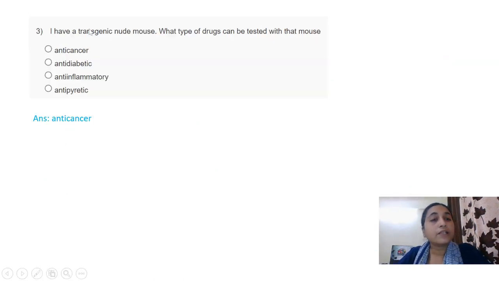This is question number 3. I have a transgenic nude mouse. What type of drug can be tested with that mouse? So for this, the answer will be anti-cancer.